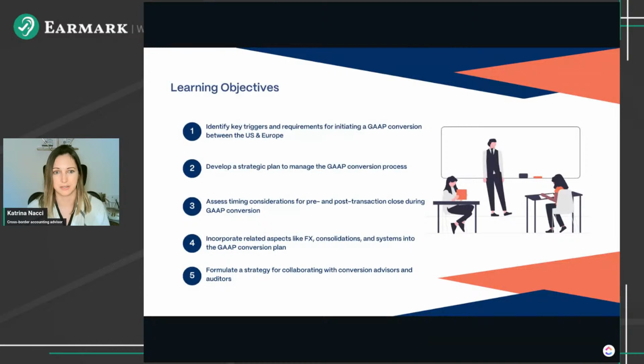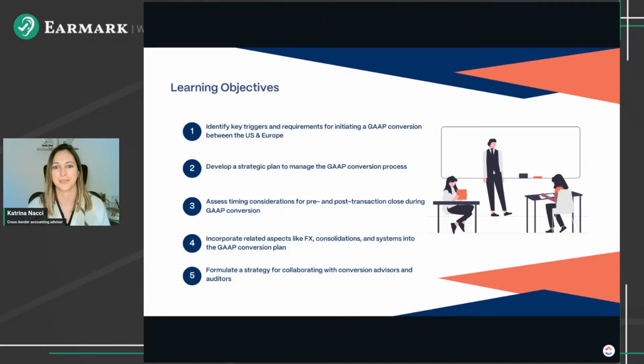The third objective is to assess the timing considerations, especially when you're dealing with a transaction like a fundraise or M&A, for what parts of the GAAP conversion do you need to do during the close and then post transaction in order to balance out the work when and where you can and be as proactive as possible. The fourth objective is to incorporate some related aspects.